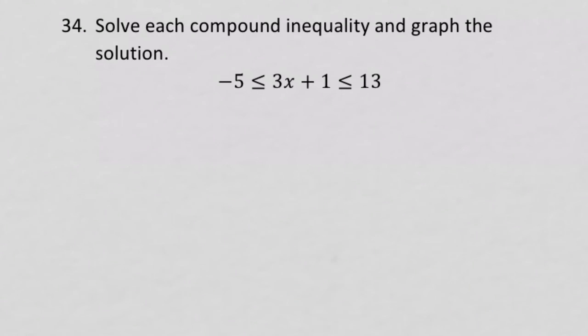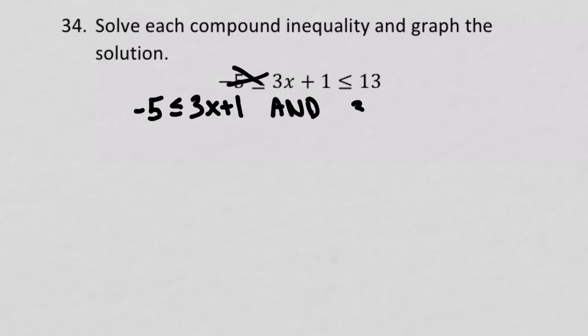Alright, number 34. Solve each compound inequality and graph the solution. I'm going to split it up again just like I did before. So first, ignore this and write your first inequality. Negative 5 is less than or equal to 3x plus 1. And for the second inequality, I ignore this part over here and write 3x plus 1 is less than or equal to 13. I solve them both separately from each other.